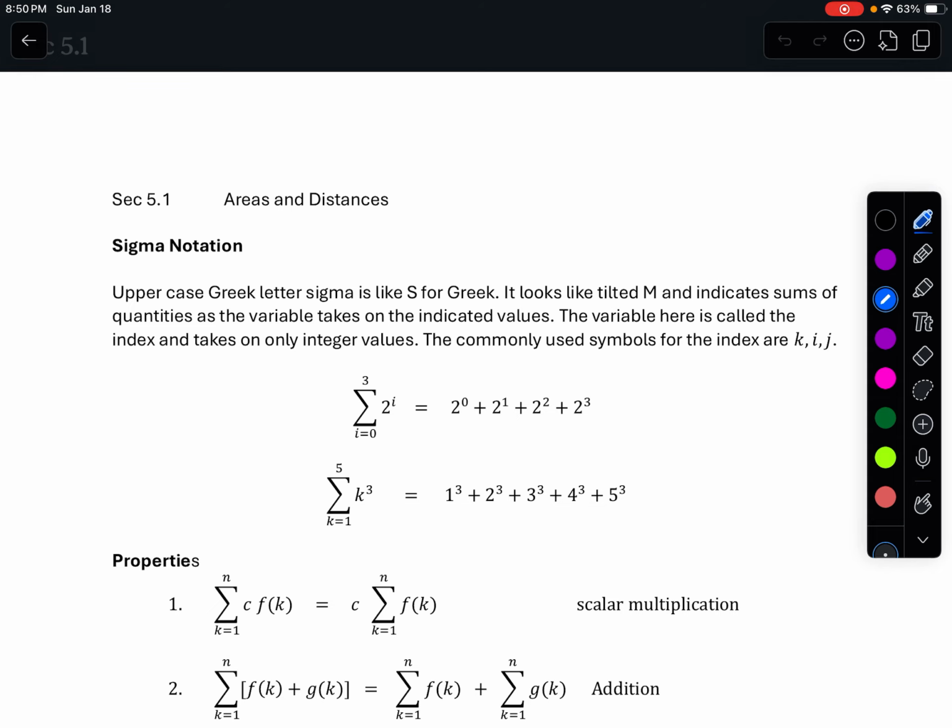Hello, this is chapter 5. We are starting Calc 2, and some of it you must have already seen in Calc 1, but I just wanted to start it from the beginning.